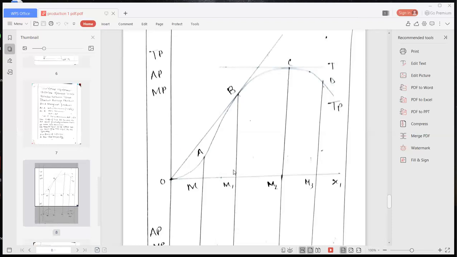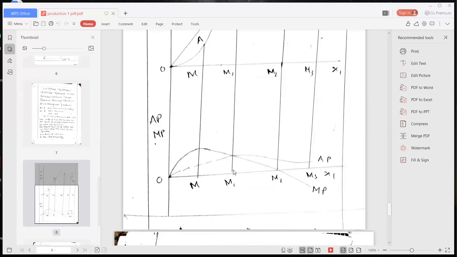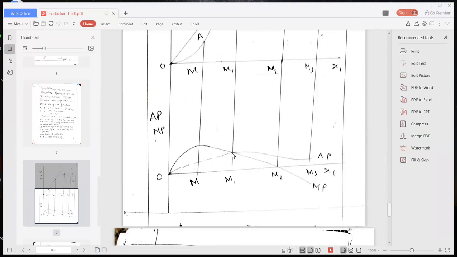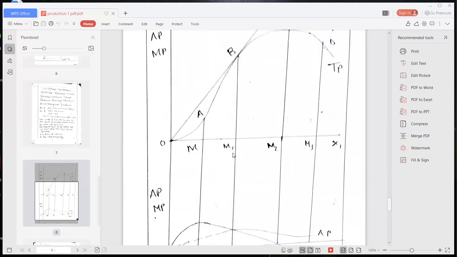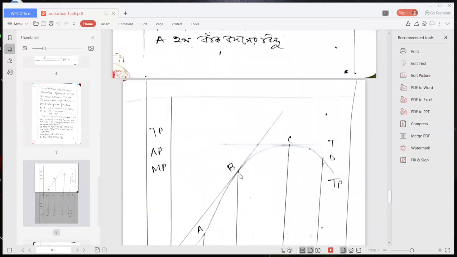So at the production level OM1, we can see that the marginal curve and the average curve intersect each other. So at the production level OM1, the marginal and average curves both intersect each other. So marginal is equal to average. That is the point where marginal equals average.